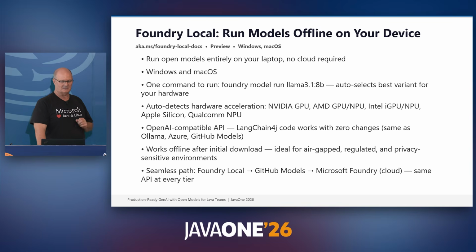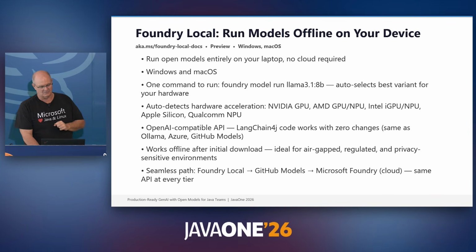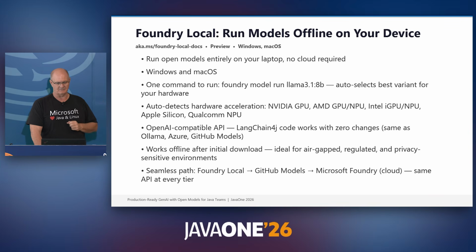So, Foundry Local is another one. Foundry is a Microsoft offering. We also have something similar to Ollama. It doesn't have as many models, but it's called Foundry Local. And you can use Foundry Local to run things locally, like Super 3. Then you can use GitHub Models to test things out. And then you can use Microsoft Foundry to actually deploy a model whenever you want to. So it's the same API at every tier. That's the value of having Foundry Local.